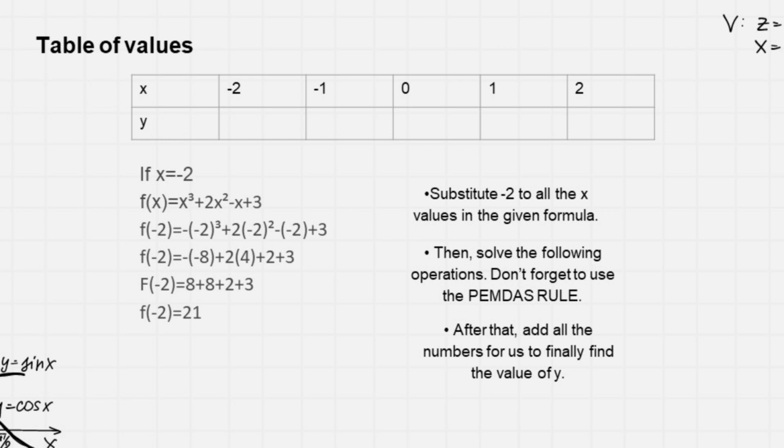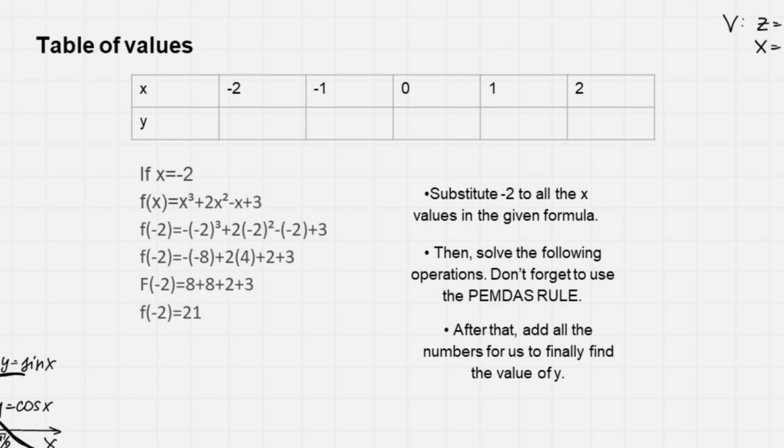What is a table of values? The value that it takes is called the input or independent variable, while the corresponding value that it produces is the output or dependent variable. So the first example in this function is, in the table of values, x is equal to negative 2, negative 1, 0, 1, and 2. So number 1 is f of x equals negative x cubed plus 2x squared minus x plus 3.